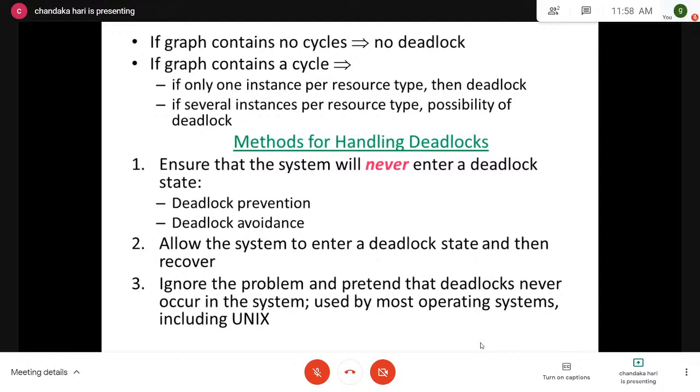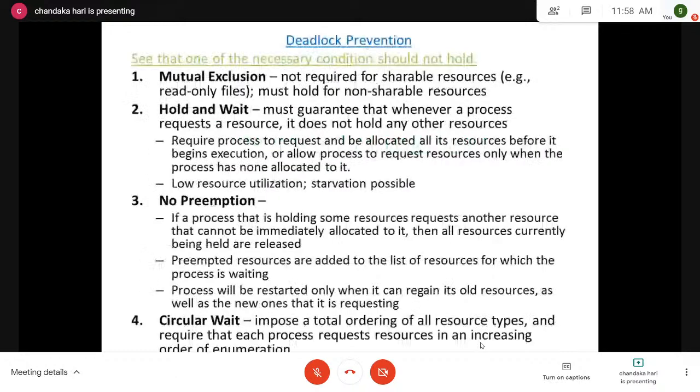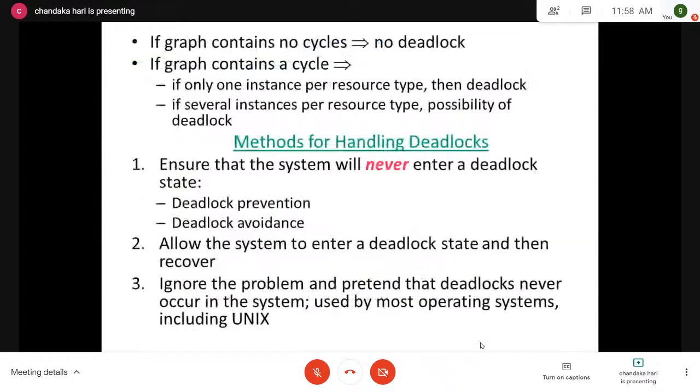Now, coming to the next one, we'll see one of the solutions, coming to the first one. So, deadlock prevention. The first solution for handling deadlocks is that we can use a protocol to ensure that the system will never enter into the deadlock situation. In order to meet such a requirement, we have two techniques.